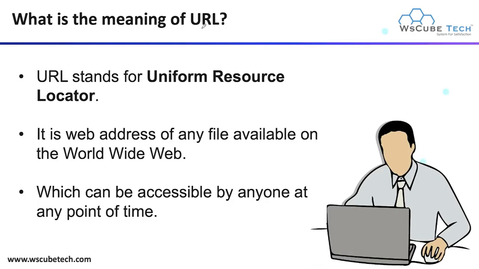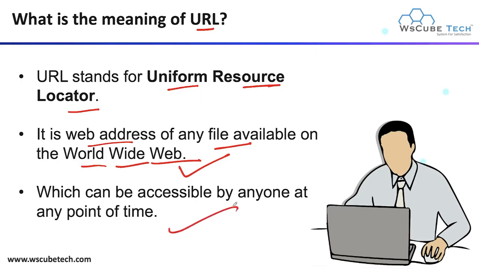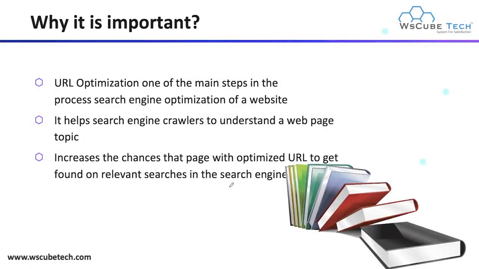What is the meaning of URL here? URL stands for Uniform Resource Locator. It is the web address of any file which is available on www, that is the World Wide Web, which can be accessible by anyone at any point of time. So this is the meaning of URL here.